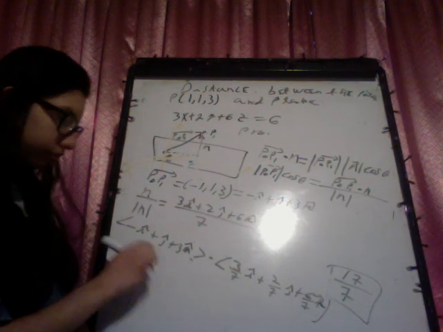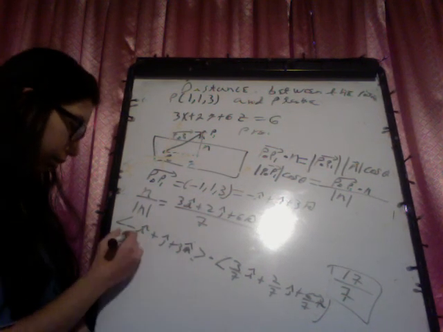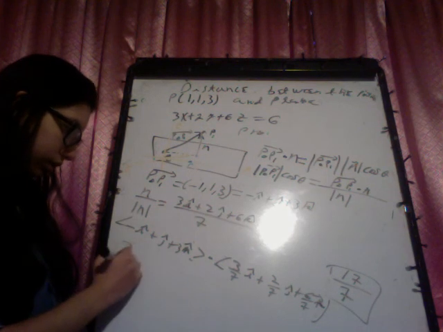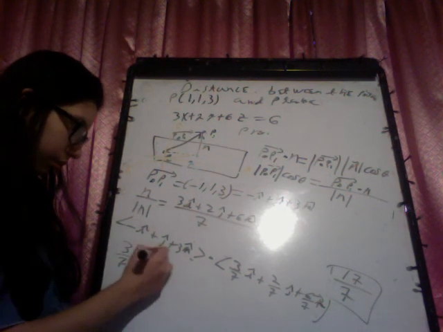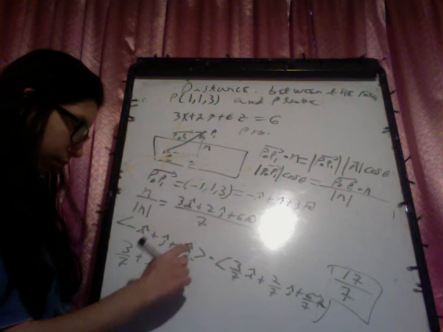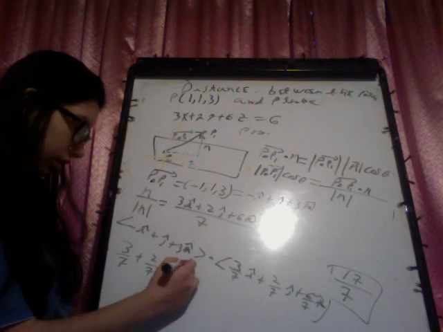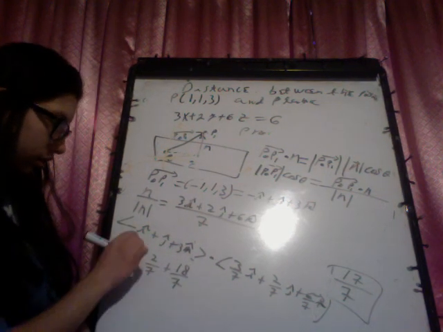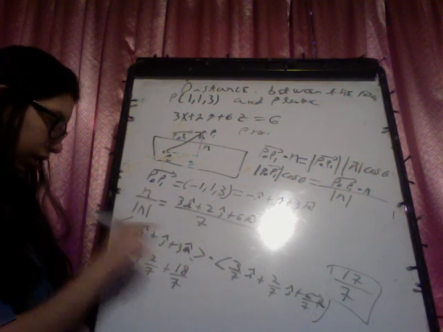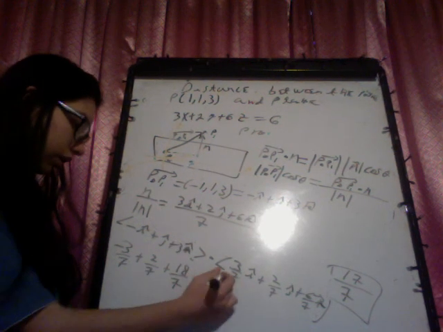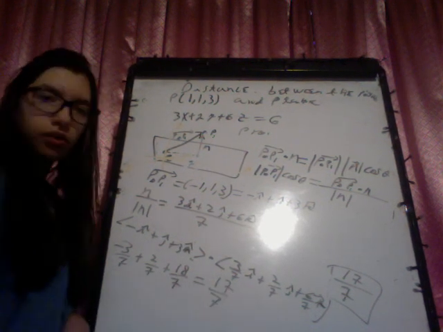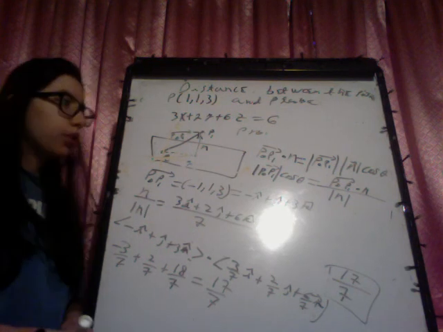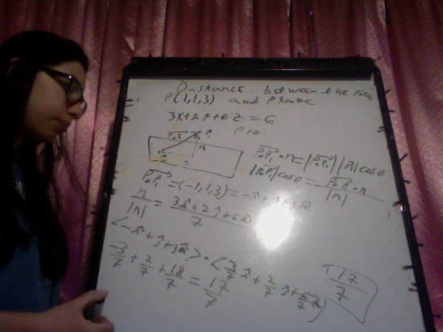So you have minus 3 over 7 plus 2 over 7 plus 18 over 7. Sorry, minus 3, this is minus i. So you have again 17 over 7. So it's the same distance. It doesn't matter which point in the plane you pick.